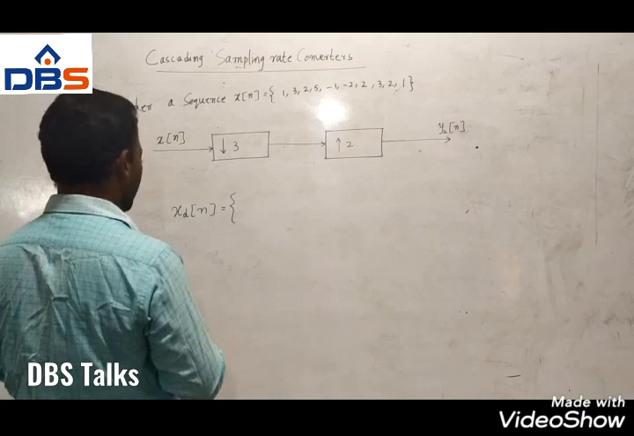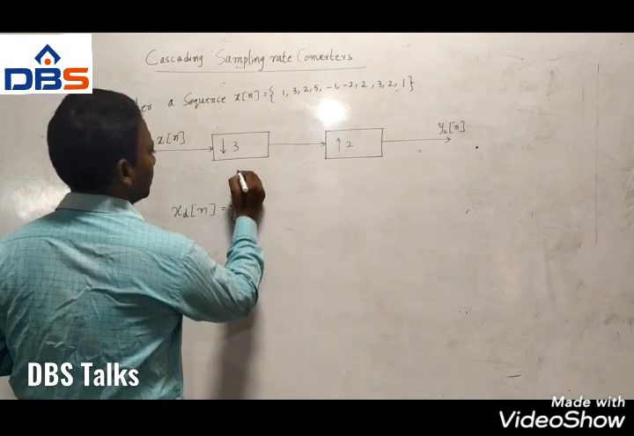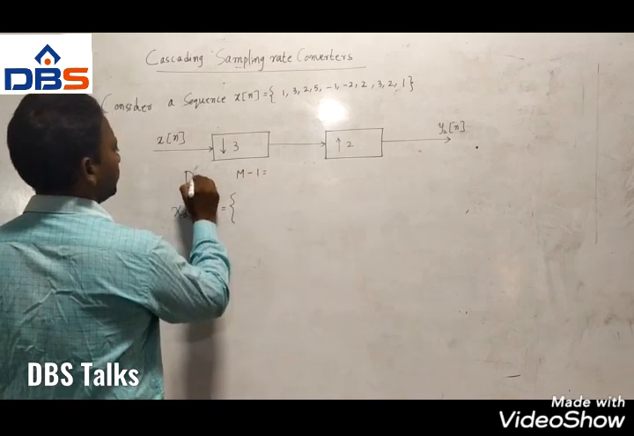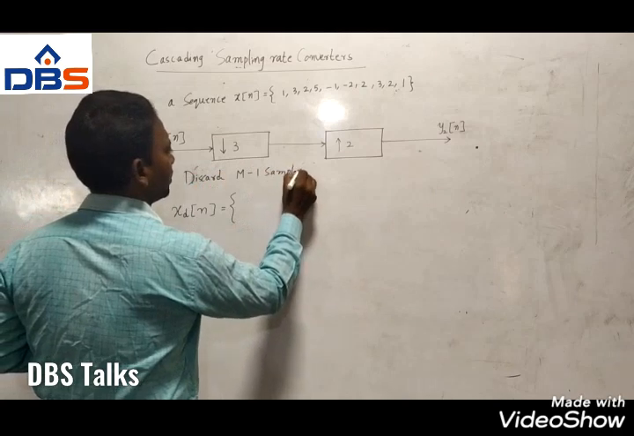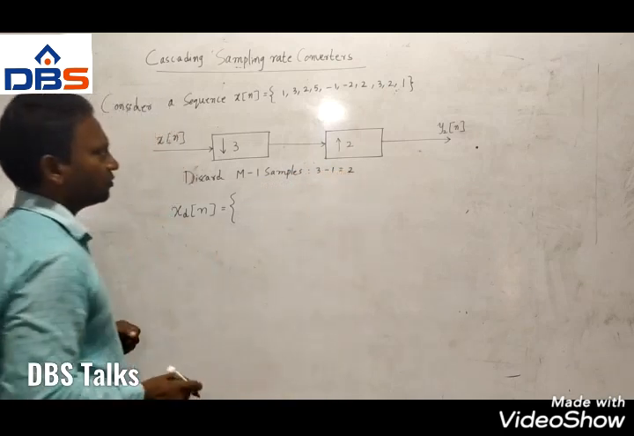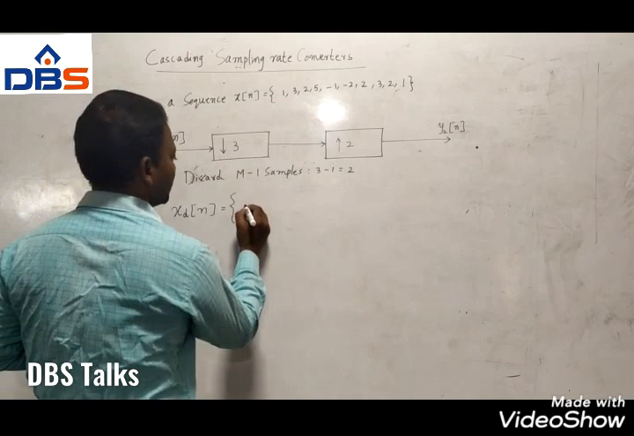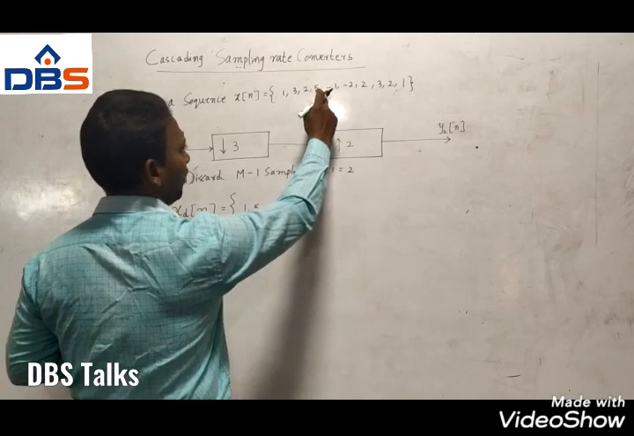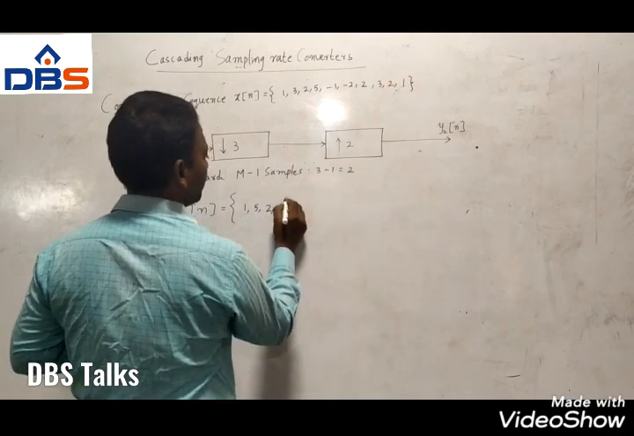Okay, xd of n. So xd of n means what? Here the M value is 3. M value is 3 means we have to discard M minus 1 samples, which means 3 minus 1, 2 samples. We have to discard 2 samples of this original sequence. Now see, first you take 1, after that you discard 2 samples, then 5, after that you discard these 2, then you take 2, after that you discard these 2, then you will get 1.